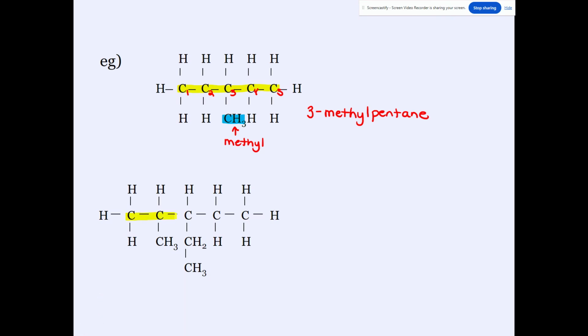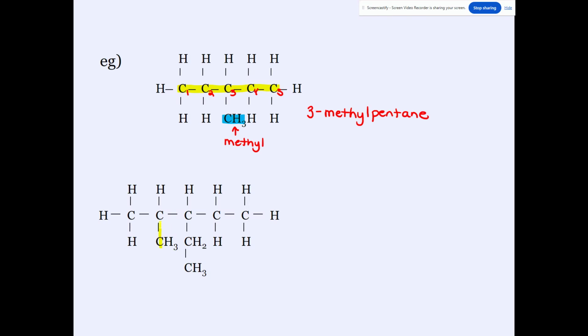If I go straight across, I have 5 carbons. If I try bending down, I have 1, 2, 3, also 5 carbons. So it doesn't really matter which way you go, you get the same. You can pick either one to be your parent. You're going to get the same answer.